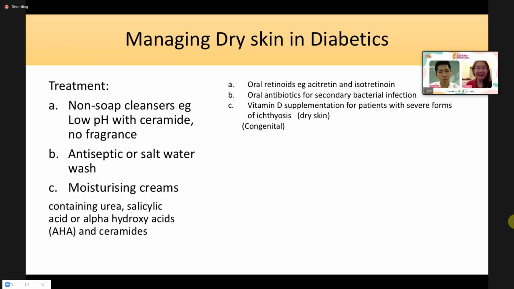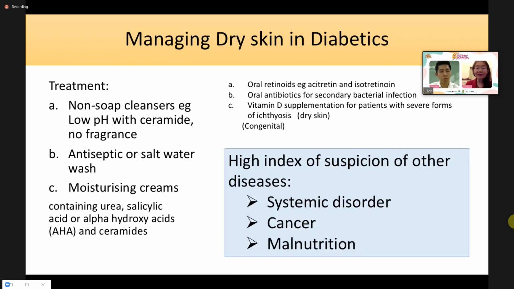And the advisable ingredients contained in the cream will include urea. And if you have very thick, dry skin, you want to soften it, you might want something stronger, which can lyse the very thick keratin, using urea, salicylic acid, alpha hydroxy acids, and replenish the natural moisturizing factor with ceramides.